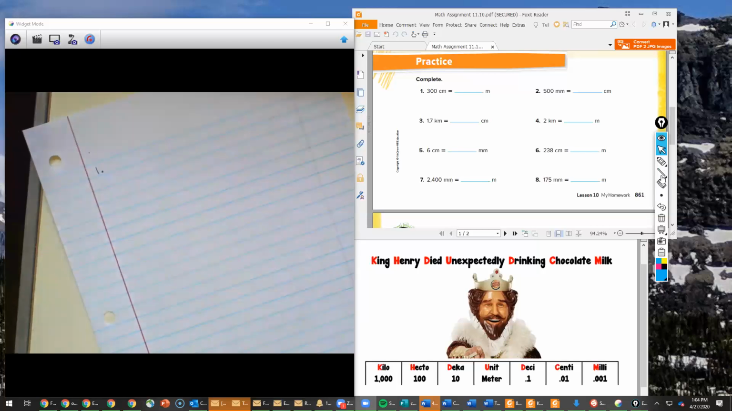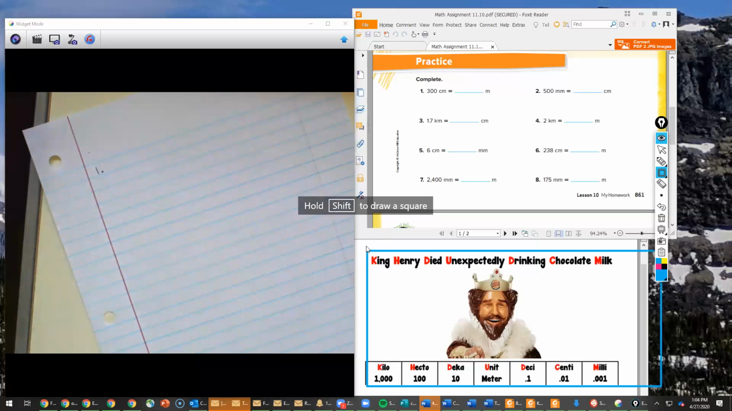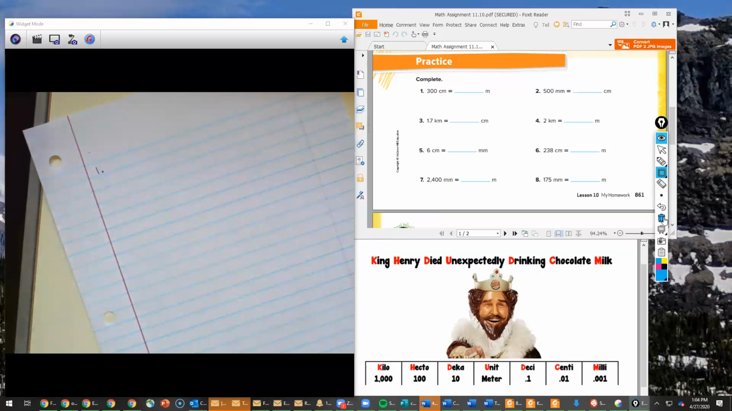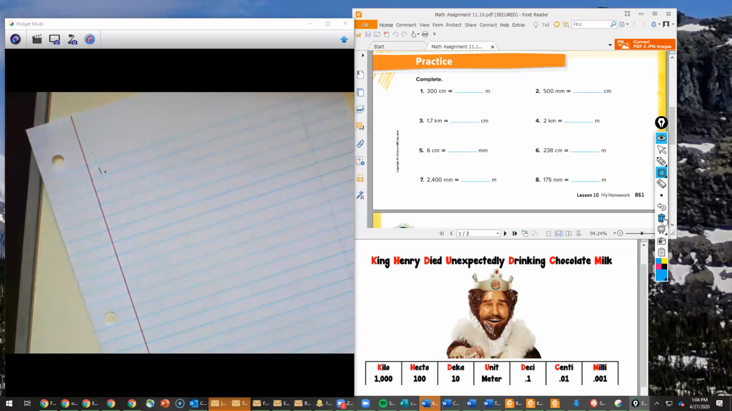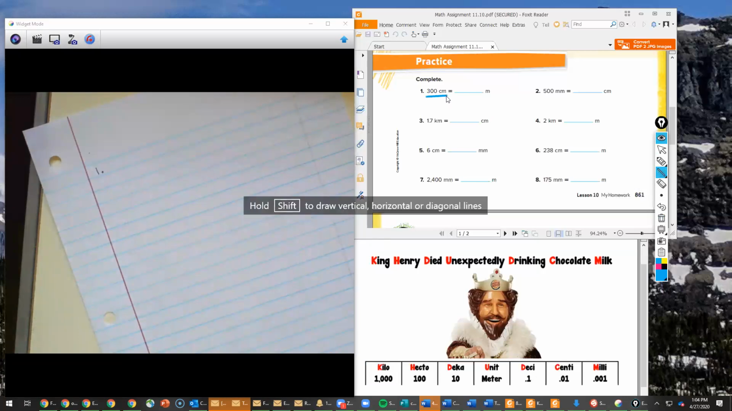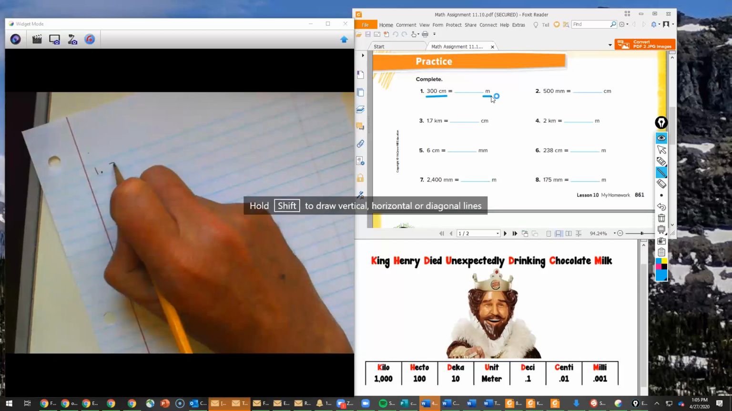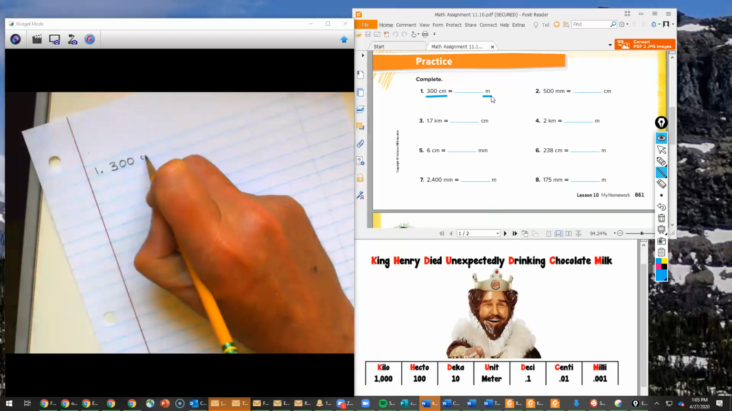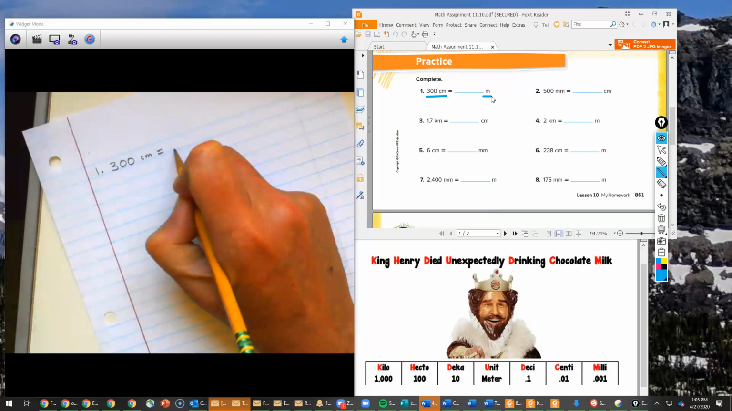I also have put in here on the screen our King Henry Died Unexpectedly Drinking Chocolate Milk chart. The reason I have it there is because it'll come in very handy to help us convert these units of measurements today. We'll start with number one. Our first one is 300 centimeters, and it's going to equal blank meters. So let me go ahead here and I'll put 300 centimeters on my paper and I'll put equals and then blank meters.